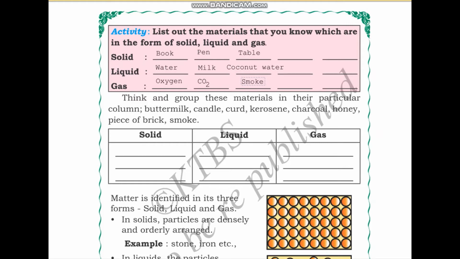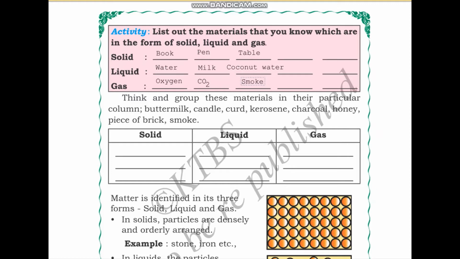Also, another property of smoke is it spreads. So these are the characteristics of gas. So smoke is an example for gaseous material. I will leave the last two parts to you. You need to think of two more solids, liquids and gases around you and add to this table.